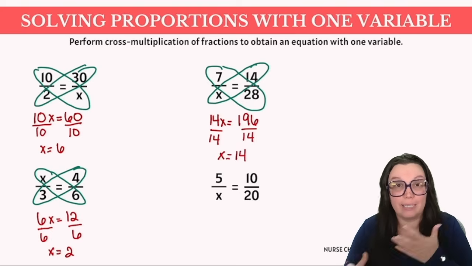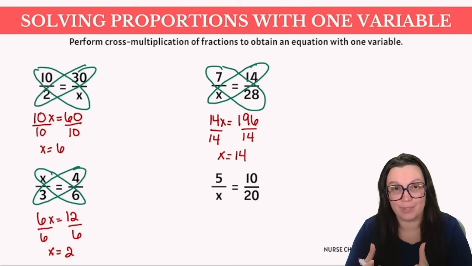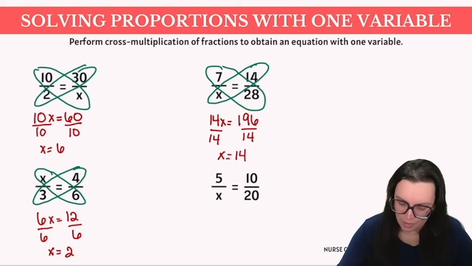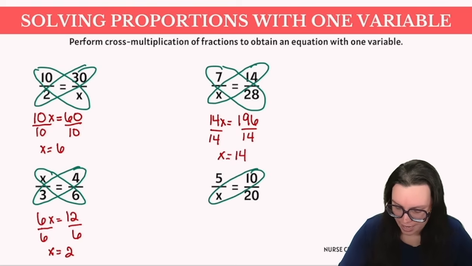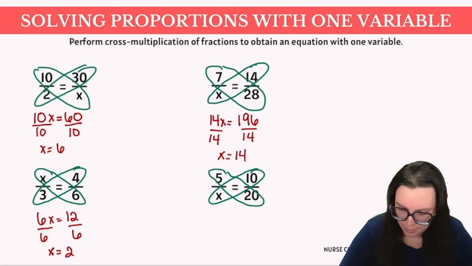Hopefully this has helped bridge some gaps in understanding how we cross multiply proportions. So let's move on to our final example. We have 5 over x is equal to 10 over 20. So we're going to go ahead and cross multiply.